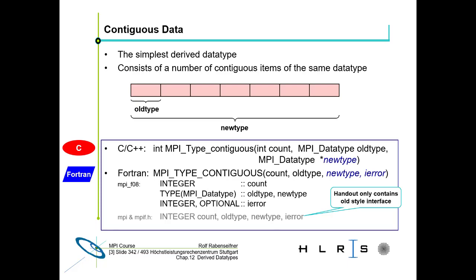The simplest derived data type is in fact contiguous data, and that just consists of a number of contiguous items of the same data type. So we've got old type, and a repetition of that forms a new type. MPI_Type_contiguous takes the count, the old type MPI data type, and the new type, of course the address of that, and similar in Fortran. This is very convenient, for instance, in order to transfer rows or columns of matrices in C and Fortran respectively.